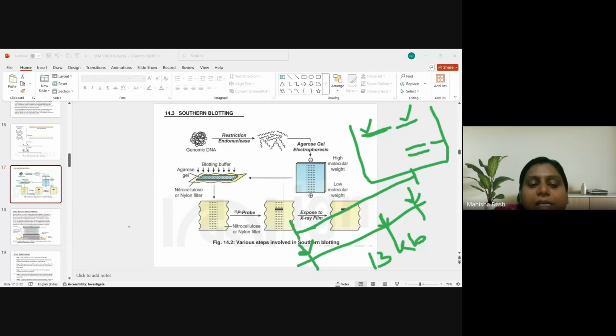And if it is homozygous recessive, a sickle cell person, you will have two bands like this, 11 kb and 200 bp. Here it will be like this. So sometimes due to mutation, a new restriction site may arise.